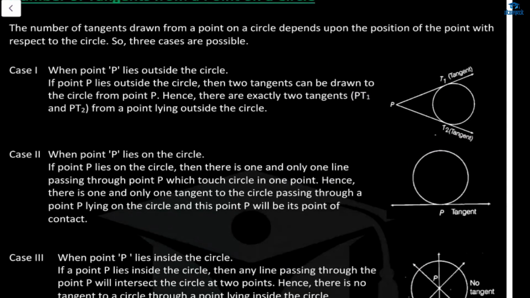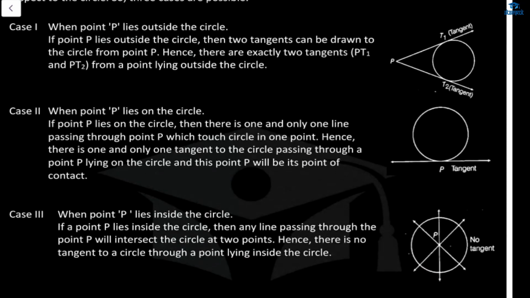See all the three figures. The first one is when the point is outside the circle, so we can draw two tangents. Tangent means what? A line that is a chord that is touching the circle at just a single point.